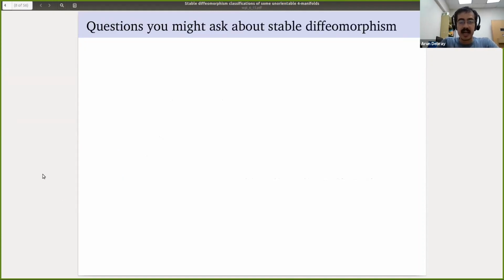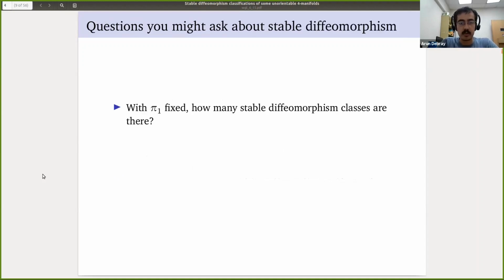So what are some questions you might ask if you're studying stable diffeomorphism? One thing you might say is, okay, let's fix a fundamental group. How many stable diffeomorphism classes of four manifolds are there? Are there finitely many? Can we write down representatives for these classes?